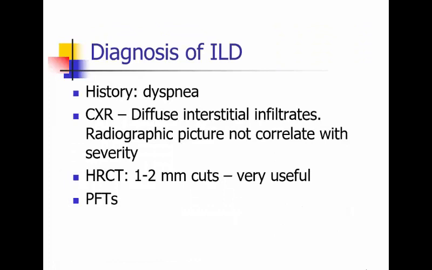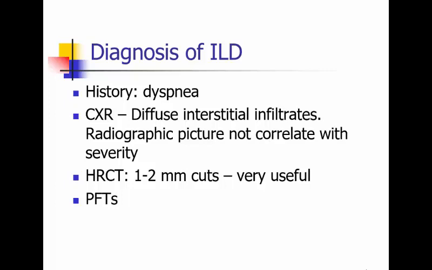For the history, they have to tell you that the patient has dyspnea. Dyspnea is very important in the history of a patient with interstitial lung disease. On chest X-ray, as we mentioned, diffuse interstitial infiltrate. Remember that the radiologic picture is not correlated with severity, meaning you may see a chest X-ray that's terrible with significant interstitial marking and the patient is clinically doing okay, and vice versa. So that doesn't correlate to the patient's condition. High resolution CAT scan with 1 to 2 millimeter cuts is very useful. And again, the pulmonary function test is going to help.